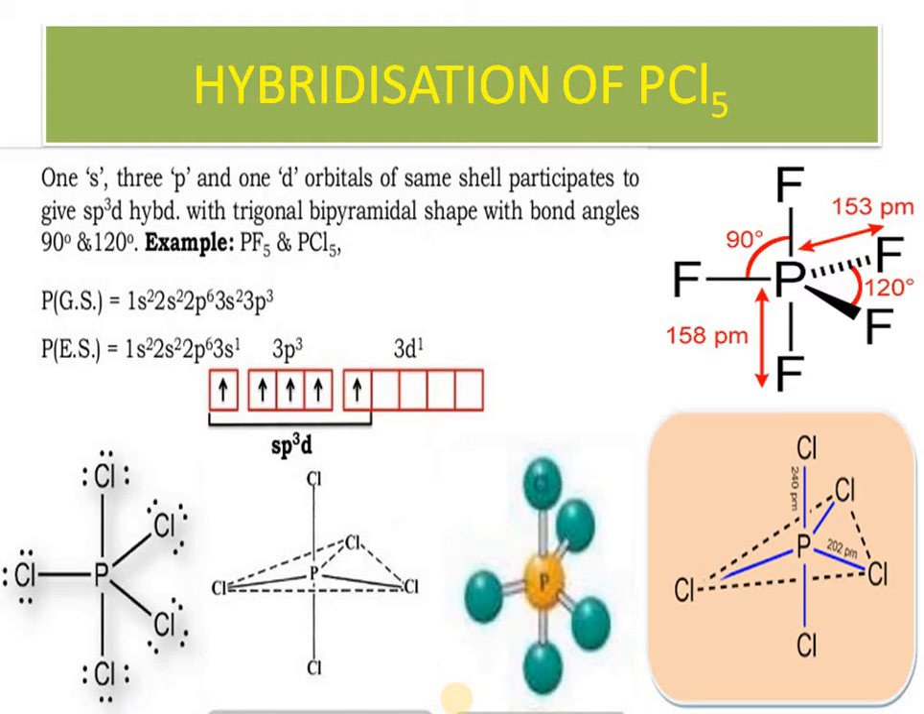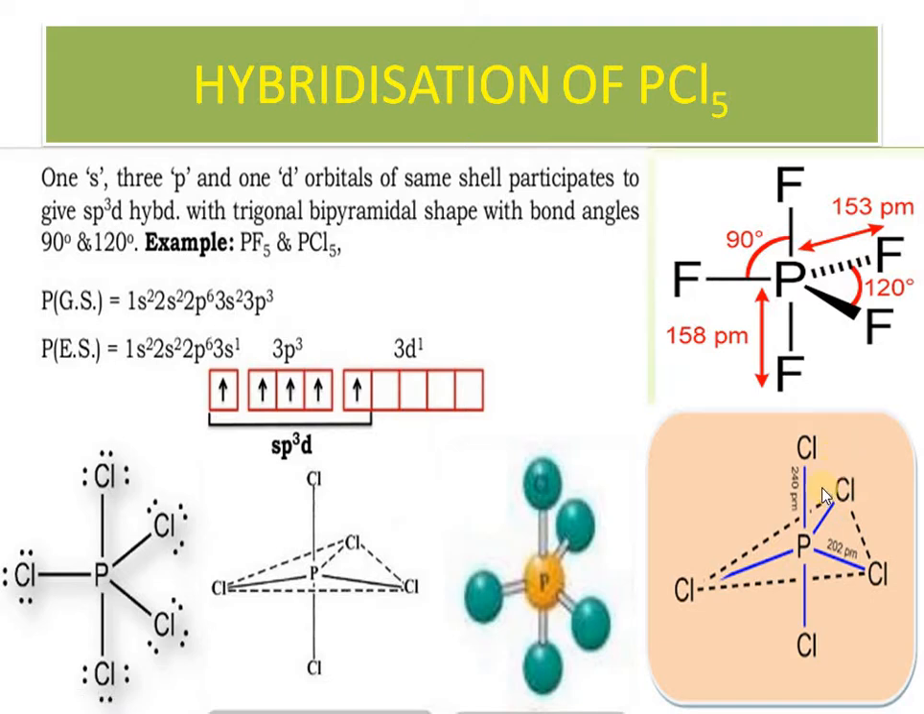Similarly, if you take phosphorus pentafluoride, that is also the same. A very important thing is that there are 5 bonds at different angles. 3 are in one plane, and there is one at 90 degrees above the plane and one at 90 degrees below the plane. The ones above and below the plane are known as axial bonds, and the ones in the plane are equatorial bonds. In PCl5, 3 equatorial bonds and 2 axial bonds are there.